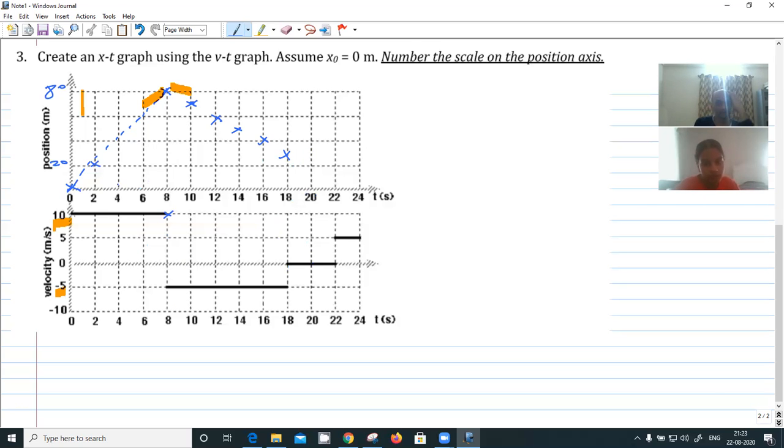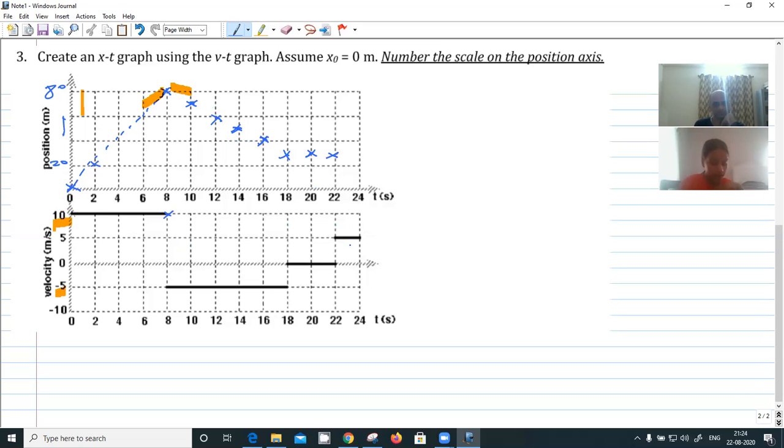No, see, while going up, every 2 seconds it's going up by 20, right? While coming down, the speed is half, it is 5. So it will come down by half division. From 8 to 10, it comes down by half division. From 10 to 12, another half, so it will become 1. From 12 to 14, half division. From 14 to 16, another half division. And from 16 to 18, another half division. So it will stop here. And after that, it is the same position. It is not changing.